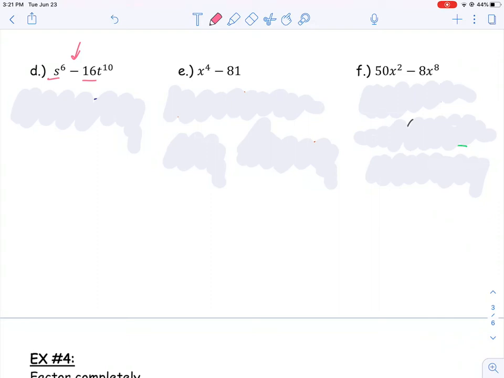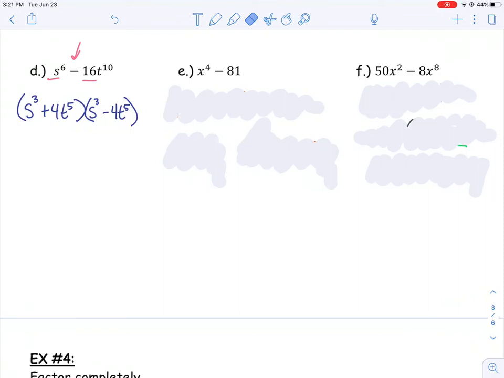Now, is 16 a perfect square? And can I break t to the 10th power up equally? Well, what's 10 divided by 2? 5, right? So I can put an s cubed in each parenthesis. I can put a 4t to the 5th in each parenthesis. And because that's a minus sign, I can separate them as conjugate binomials, one positive and one negative, and I would end up with the right final answer. That's another example of difference of squares. That's why I didn't rearrange it, so that I can make sure that I have the negative sign in between.